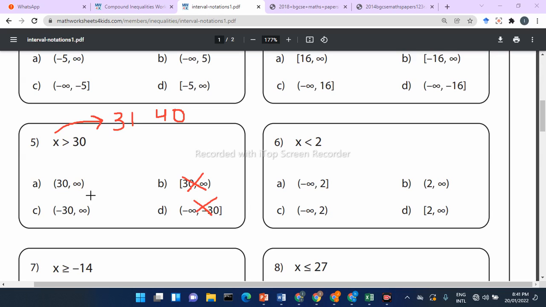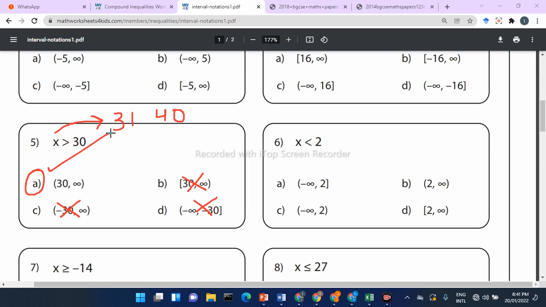Now we're left with these two. We can immediately rule out C because C is talking about negative 30 and we are not dealing with negative 30. So this one is the correct one because we start at numbers greater than 30 and continue on into positive infinity, numbers getting bigger and bigger. So 31, 40, 45, stuff like that. So the correct one is A again.